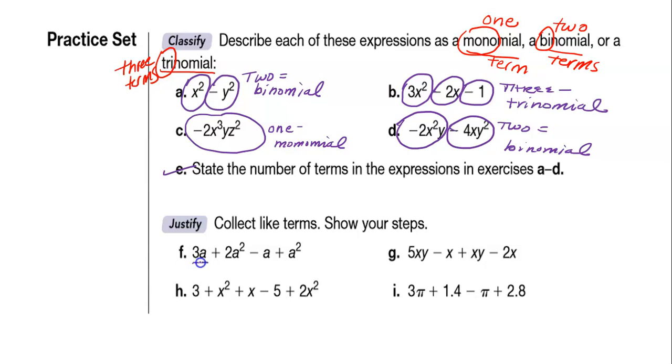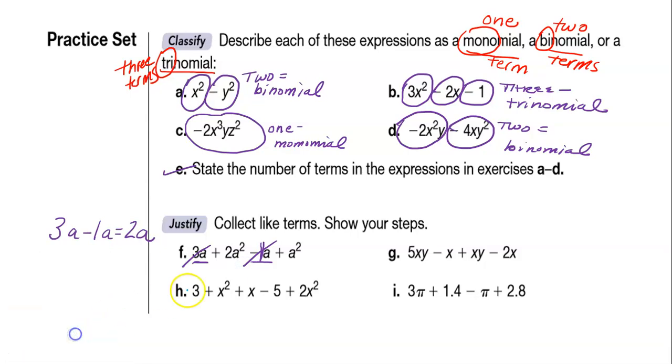So here we have 3a, and I have minus a. And we have an invisible 1 right here. Okay? So these are like terms because they have the same variable. Okay? A squared is a different form of that. It is not the same. So I can take these to the side and go, okay, so I have 3a minus 1a is equal to 2a. And that combines those like terms.